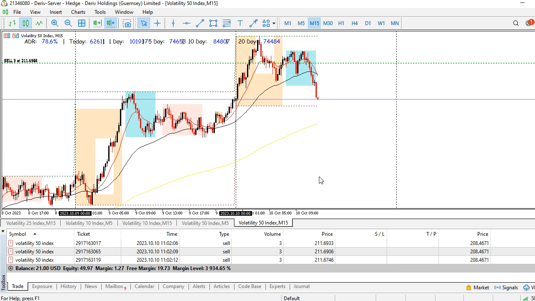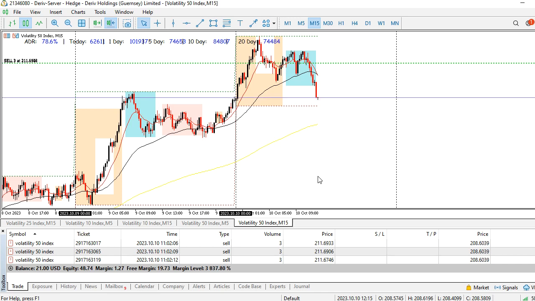For the London session, the key zone is from 9 o'clock a.m. to 1 p.m. Nigerian time, GMT plus 1, to 5 p.m. GMT plus 1. That 5 p.m. will be 17 o'clock. So that is how you trade the London session.